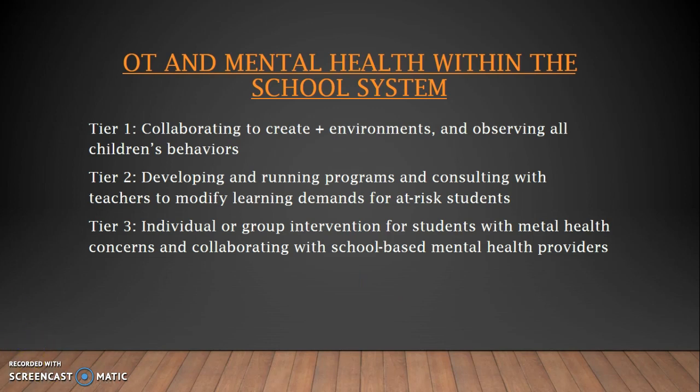There are 3 tiers used in the school system. The first one is collaborating to create positive environments and observing all children's behaviors. Tier 2, developing and running programs, and consulting with the teacher to modify learning demands for at-risk students. Tier 3, individual or group intervention for students with mental health concerns and collaborating with school-based mental health providers.